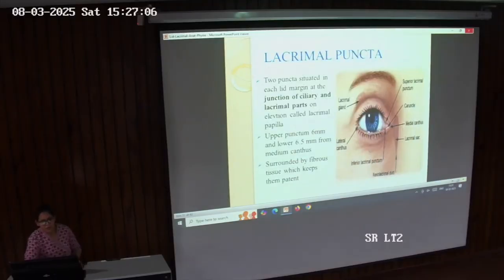Now lacrimal puncta. There are two puncta situated in the lid margin at the junction of the ciliary and lacrimal part, and the puncta are located on an elevation which is known as the lacrimal papilla. Upper punctum is 6 mm and lower punctum is situated 6.5 mm away from the medial canthus, and it is surrounded by fibrous tissue which keeps them patent. Fibrous tissue is formed by the fibers of orbicularis oculi muscle.